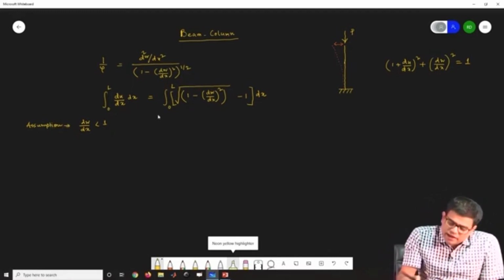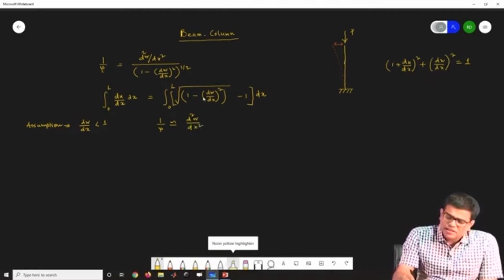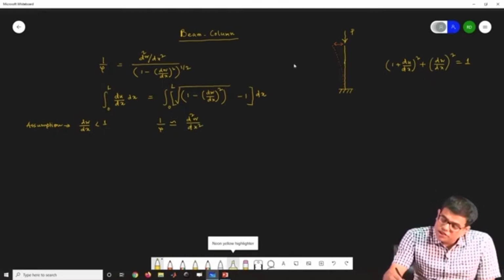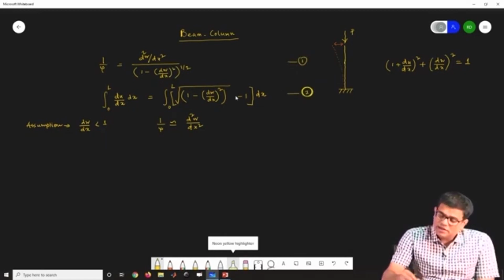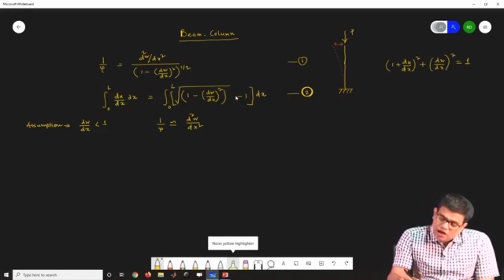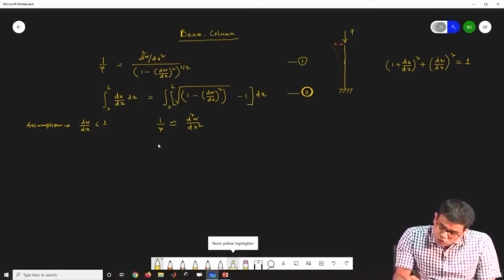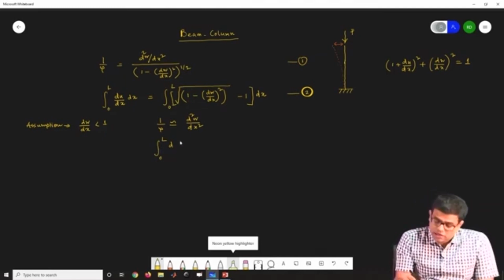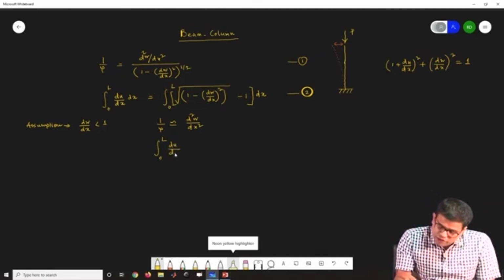So, if I assume this, then I can approximately write the curvature as approximately equal to d2w by dx2. And if I expand the second equation, this is the first equation. So, these are the exact form, and the second equation, if I do this, will have this form. So, integral 0 to L du, this is obviously the total shortening, du dx integral over x.